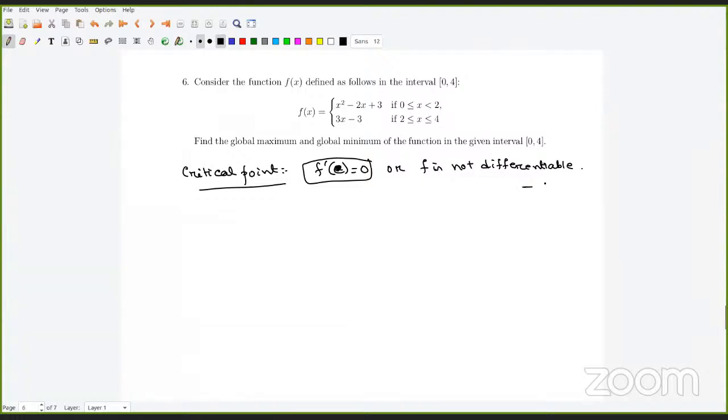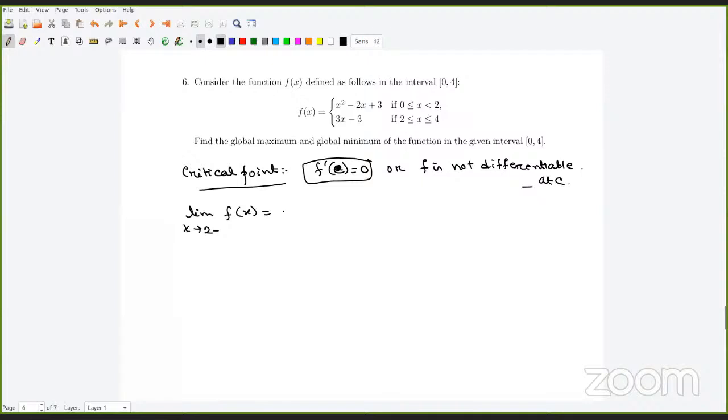Okay. So here there is a breaking at 2, right? So we should check whether this function is continuous at 2 or not. First check for continuity, then we will check for differentiability. So what is the limit as x tends to 2 minus of f(x)? Whenever there is a breaking, we have to first check for continuity at that break. Necessary. Because if it is not continuous there, then that will not be differentiable.